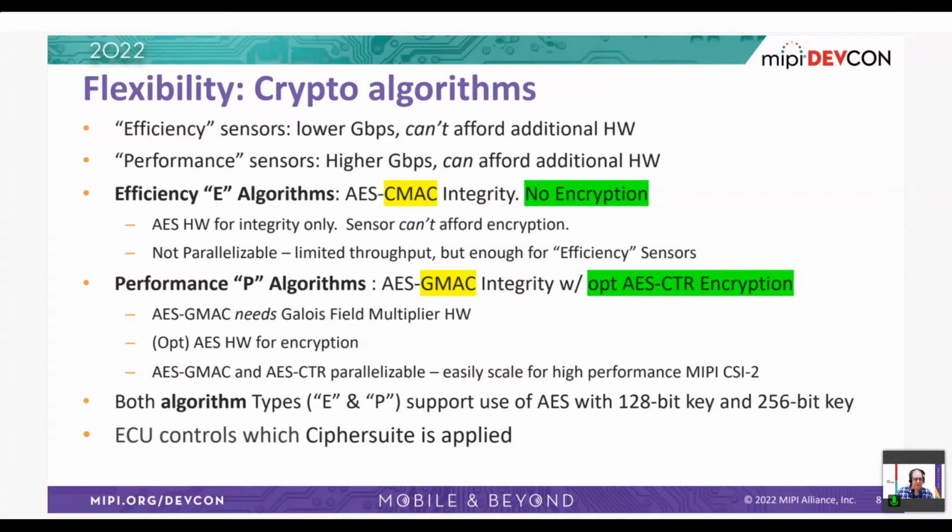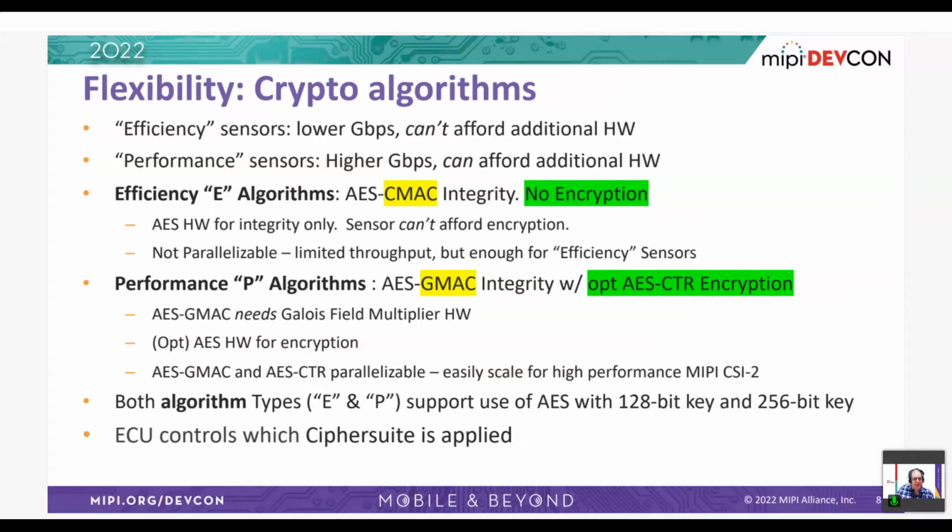We've generally focused on efficiency sensors, providing options for efficiency sensors, which have lower bandwidth, lower gigabits per second, and are meant to be less complex, and they can't afford the additional hardware to perform crypto operations. On the other end of the scale, we've got performance sensors with higher gigabits per second, and these higher performance ones can afford additional hardware to support it. So we've got algorithms designed to focus on those two cases, and we're not dictating which one has to be used; both of them are optional.